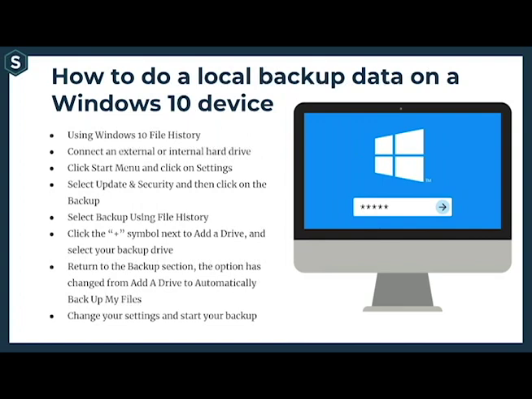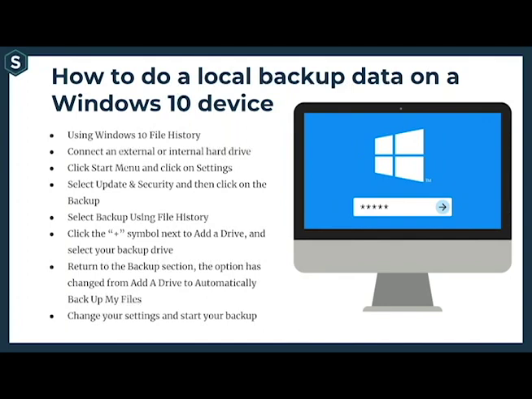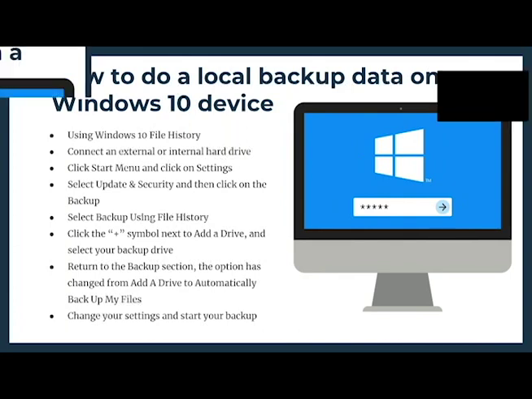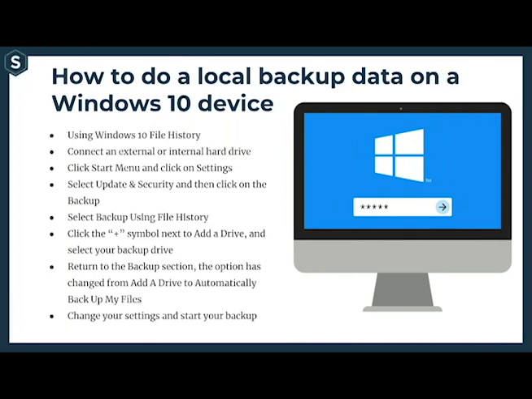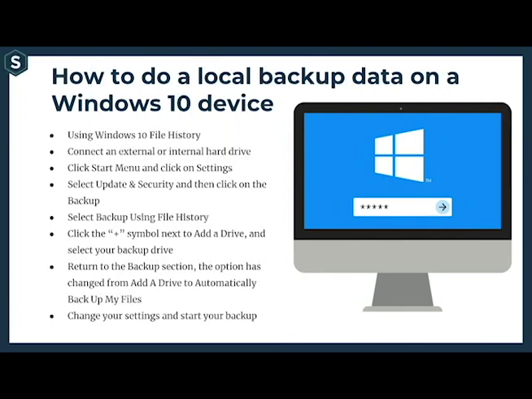Now let's look at how to do this on a Windows 10 device. File History is the feature that's built into Windows 10 that allows you to make regular scheduled copies and backups of your personal data files on your PC. To set up File History, open the Start menu and click Settings. In the menu that appears, select Update and Security, and then click on Backup.